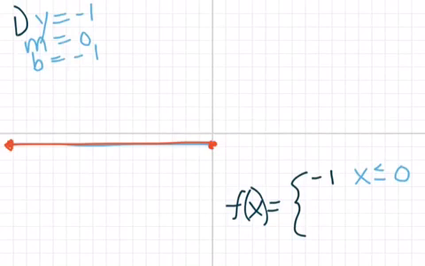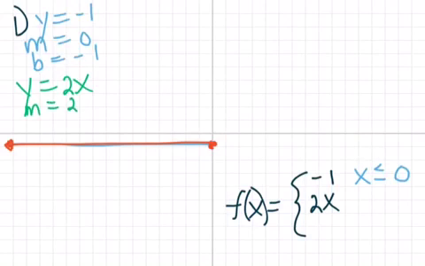Okay, the second equation has 2x. So that means y equals 2x. So the slope is 2 and the y-intercept is 0. So we would start at 0, and to do a slope of 2, that means to go up 2, right 1. Up 2, right 1. Or we can go down 2, left 1. So there's the line for that part.